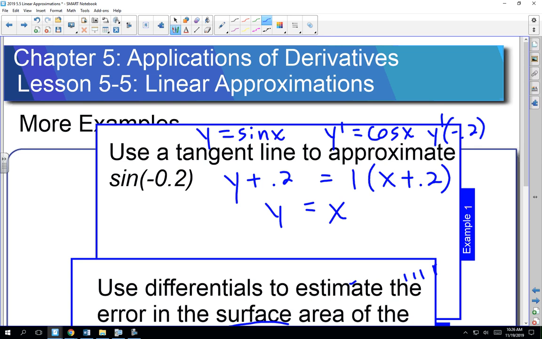Do you have any ideas of where they might use this in real life? Linearization. It's essentially linear. Yeah, in terms of the rate of change.